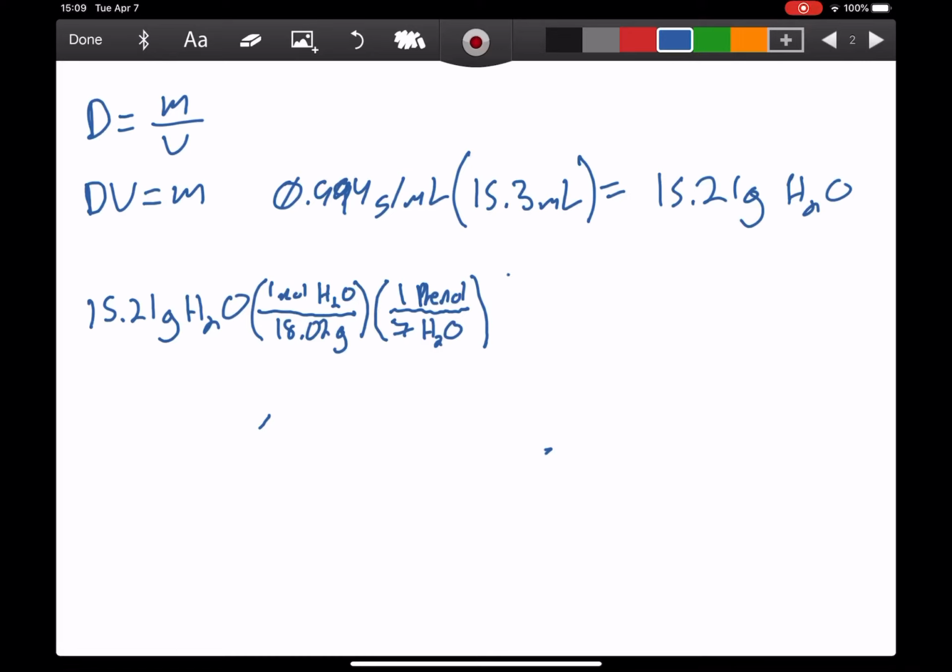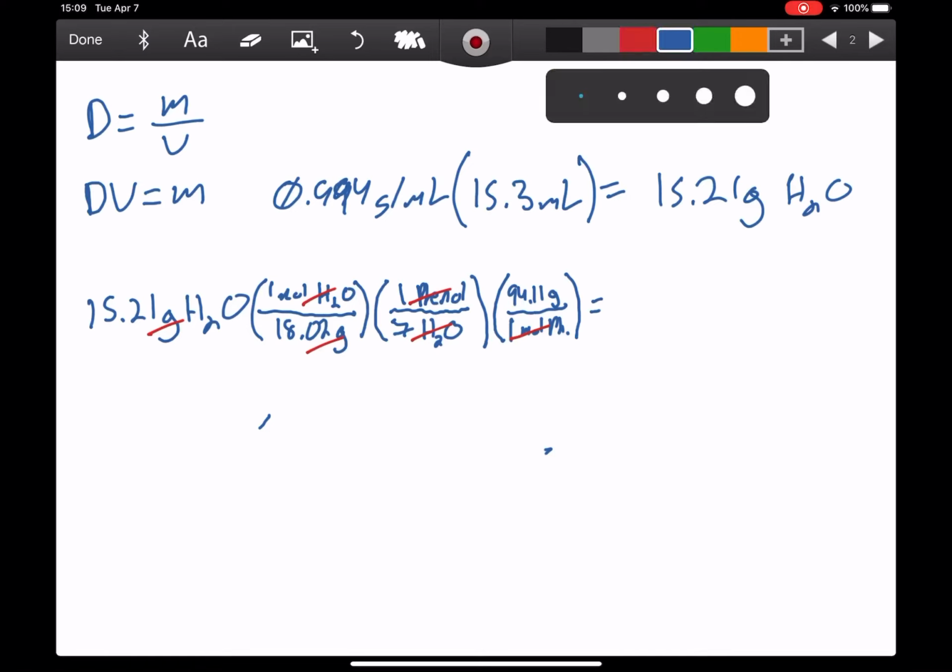And now we need the mass of phenol. So 1 mole of phenol was equal to 94.11 grams. Now we can multiply this through and we'll see that grams of H2O cancels and we're left with moles of H2O. Moles of H2O cancel out and we're left with moles of phenol. Moles of phenol cancel out and we're left with grams of phenol.